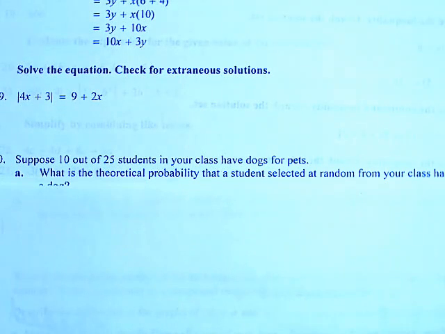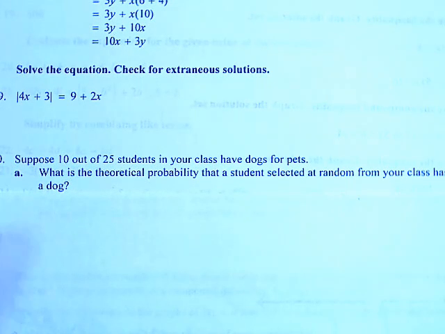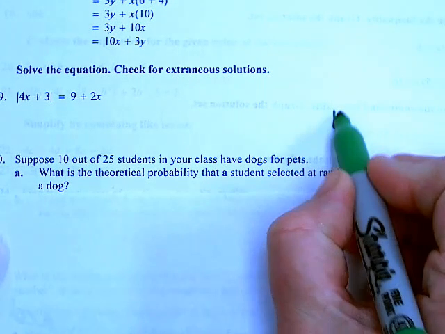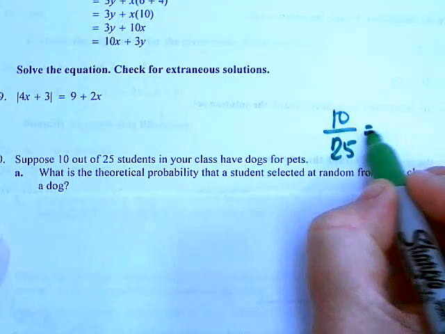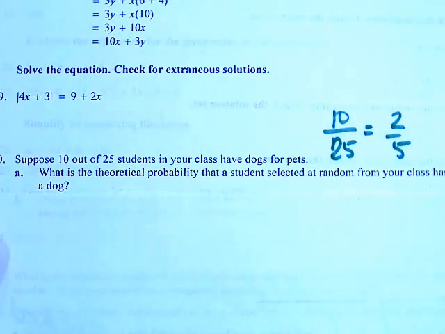Number 40 says, suppose 10 out of 25 students have dogs. What is the theoretical probability a student selected at random will have a pet that's a dog? 10 out of 25, which reduces to 2/5 or 40%.